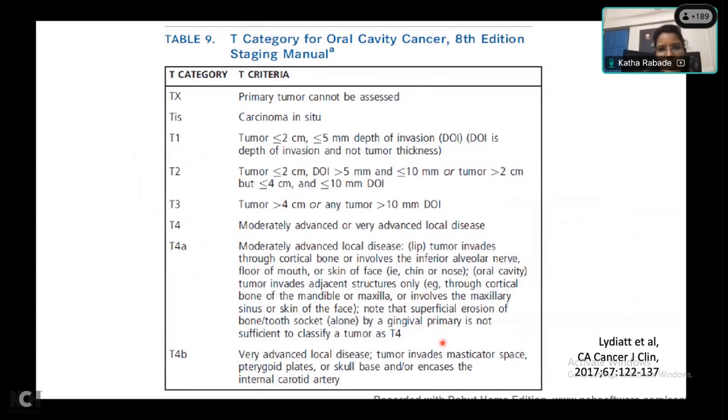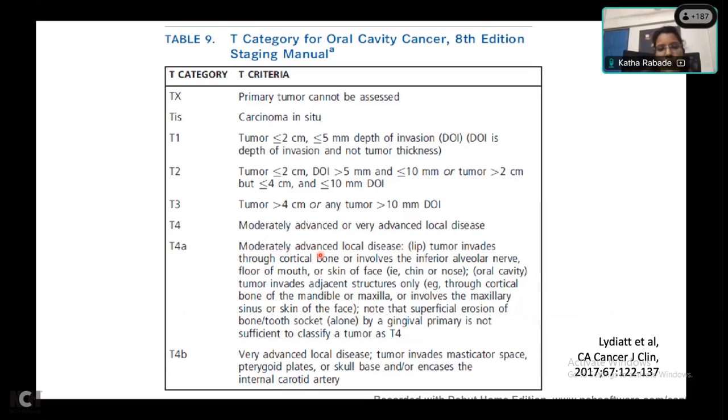So the T staging for oral cavity depends on the size of the tumor. T1 are tumors which are less than 2 centimeters and show less than 5 mm depth of invasion. T2 are tumors which may be less than 2 centimeters, but the depth of invasion changes them from T1 to T2 if they are more than 5 mm but less than 10 mm. T3 tumors are more than 4 centimeter tumors or any tumor which shows depth of invasion more than 1 centimeter. And T4 are moderately and very advanced tumors.